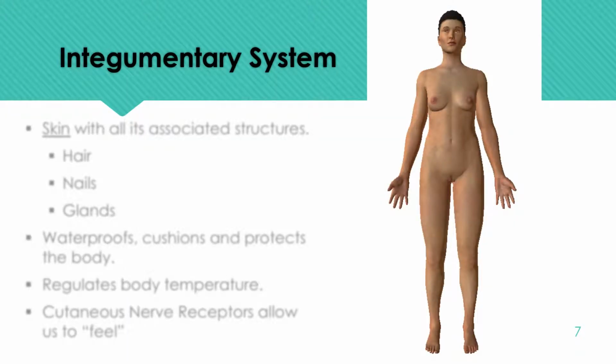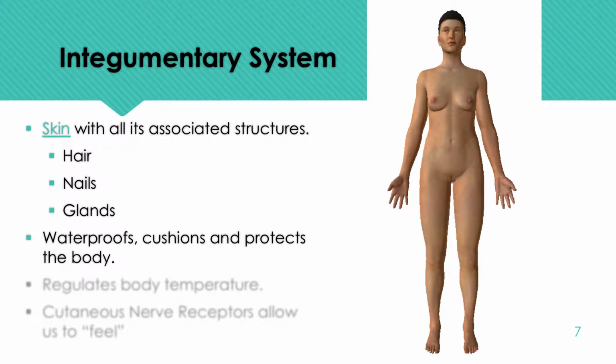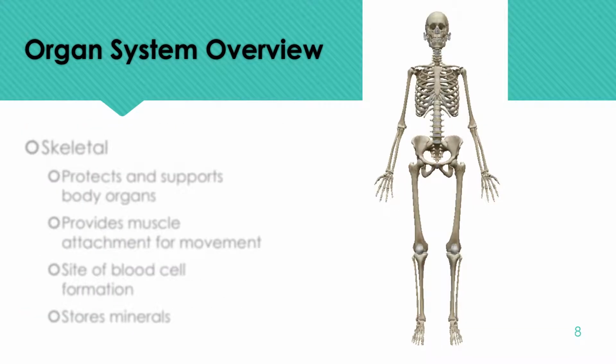The first is the integumentary system. In the integumentary system, we have the skin and all of its associated structures, including hair, nails, and glands. The major function of the integumentary system is waterproofing. It also provides cushion and protects the body from the external environment. It plays a role in regulating body temperature, so you'll notice that you get goosebumps when it's cold. And then we also have cutaneous nerve receptors, which allow us to feel.